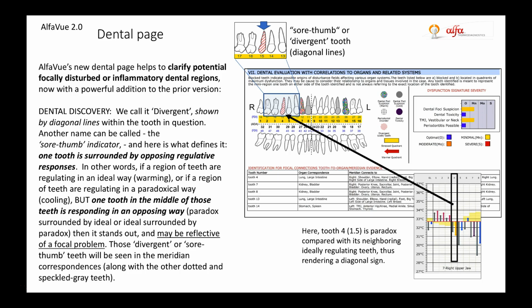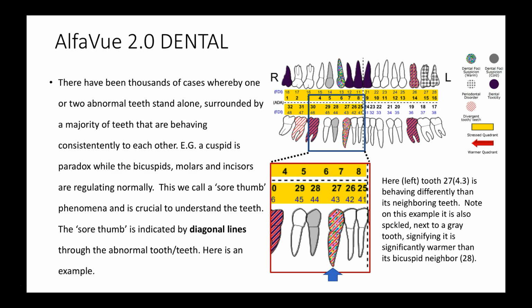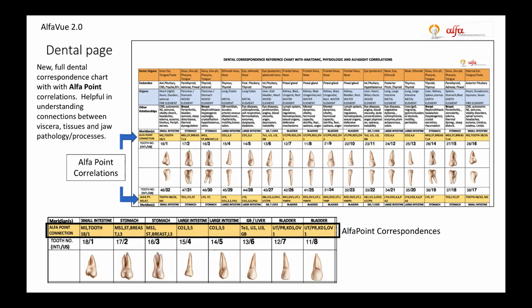And so if it were like this tooth number 7, that is both speckled and has the diagonal lines, that's the highest degree of suspicion that can happen in a tooth. So here we are, you can see this one with the speckled look and the diagonal look. This is the most important. And then we look at the whole quadrants. We outline that in the yellow color as being stressed to those quadrants.